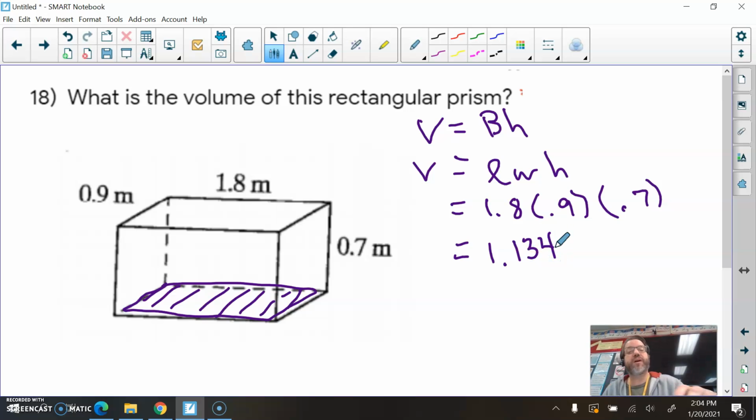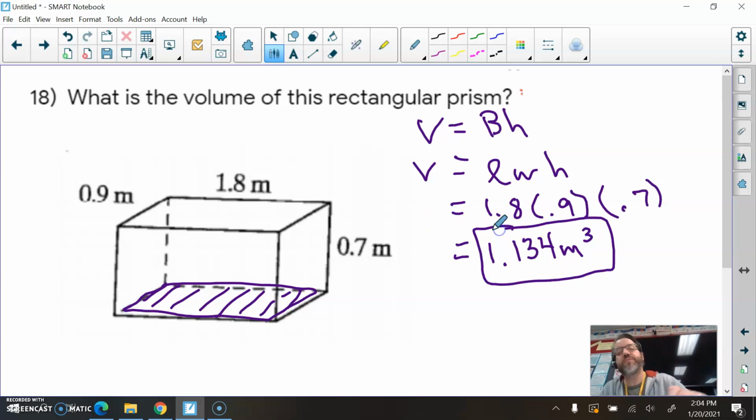And since it's volume, I again have cubic units. It's meters here, so cubic meters would be my label, 1.134 cubic meters. All right.